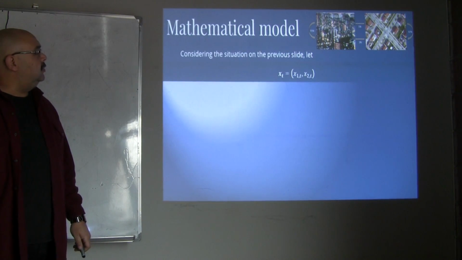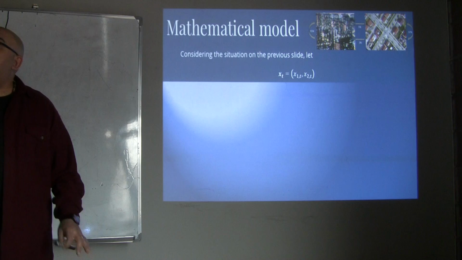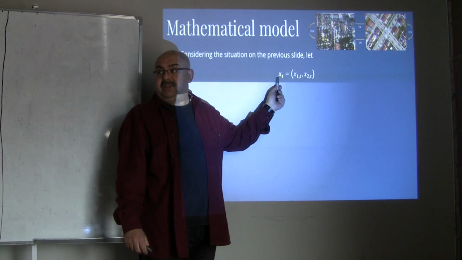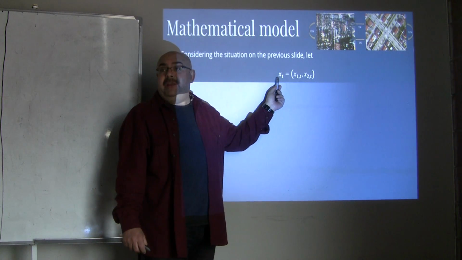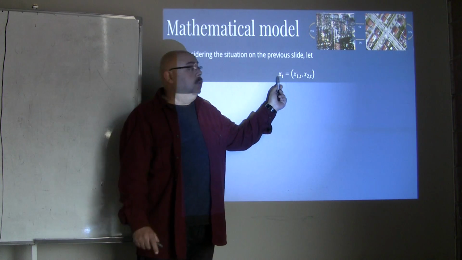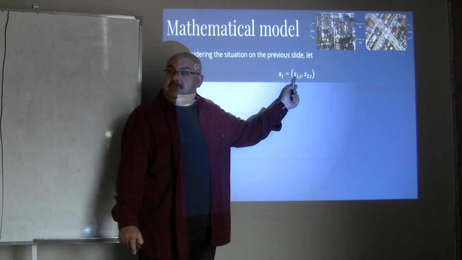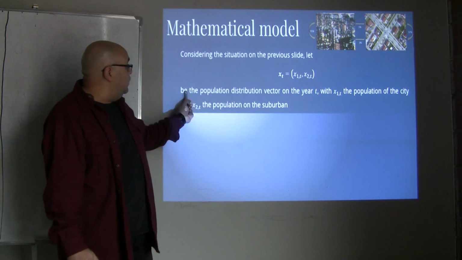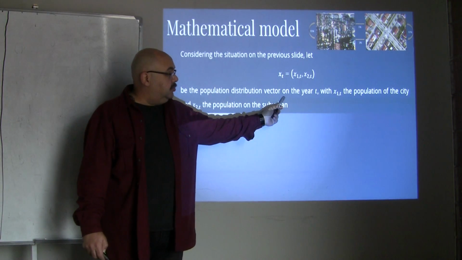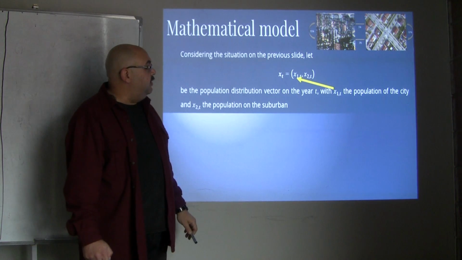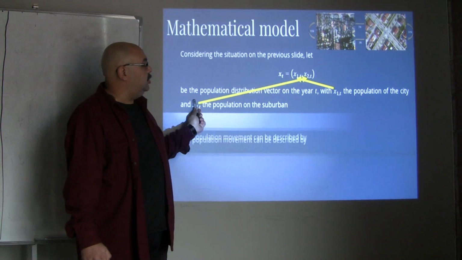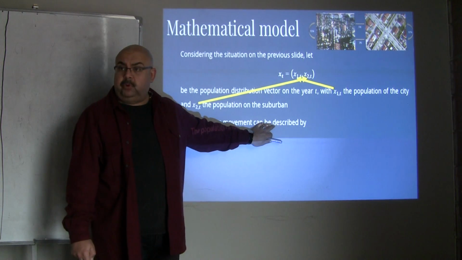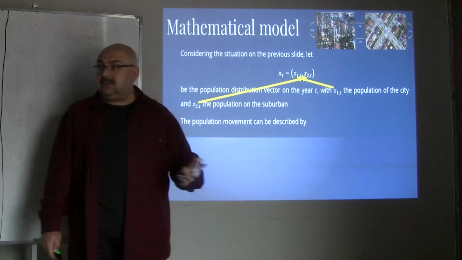So the mathematical model considers the following. I can consider the vector x of t, which represents the population over time, where x1 of t is the population of the city and x2 of t is the population of the suburbs. The population distribution vector of the year is x1, the population of the city, and x2, the population of the suburbs. The population movement can be described very simply.